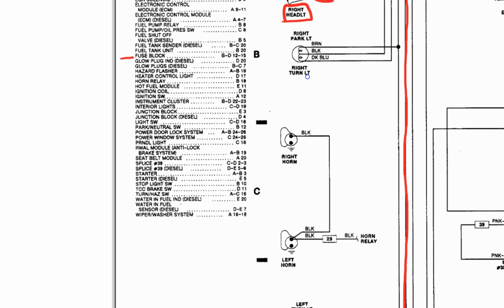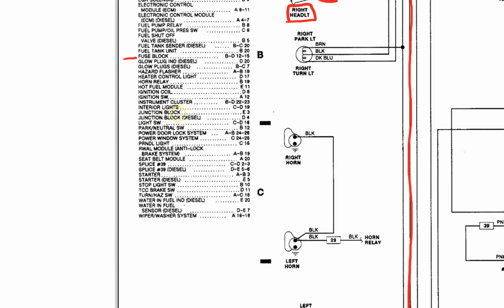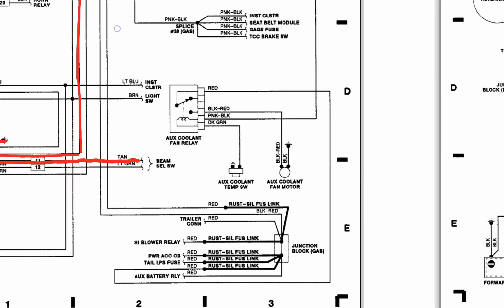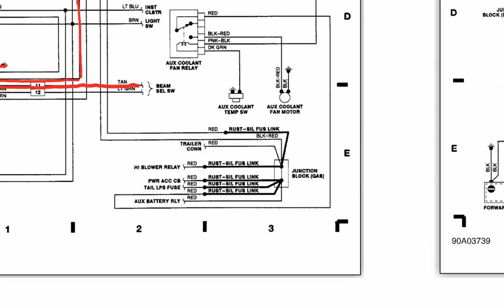So let's find the junction block. Junction block, it says here E3. So that should be right here, E3. And we're looking for a red wire. Let's see, where are we coming from here? This is power set tail lamps fuse. So the red wire goes to this red fusible link. A fusible link is a wire that melts. It's sort of like a fuse, except you have to solder a new one in.